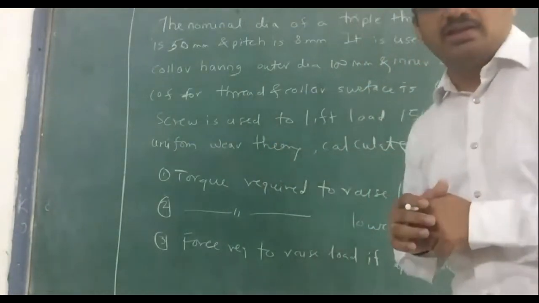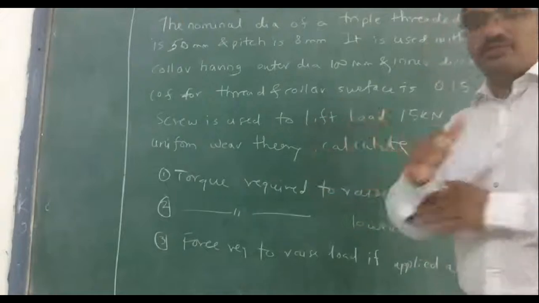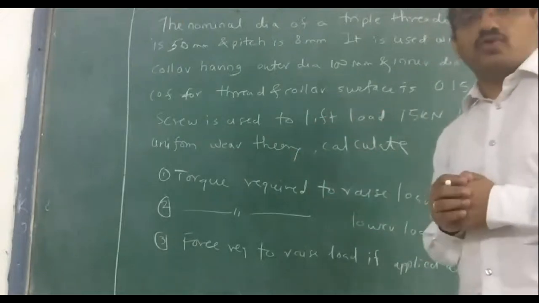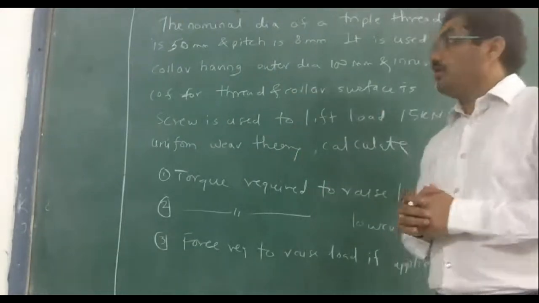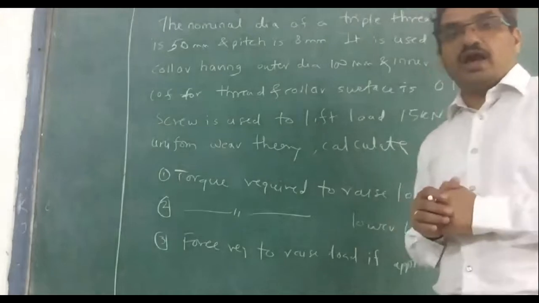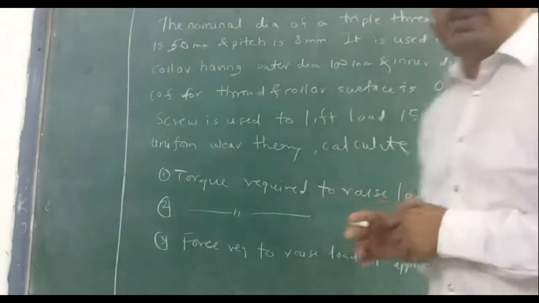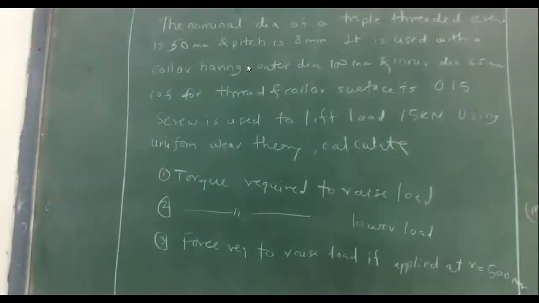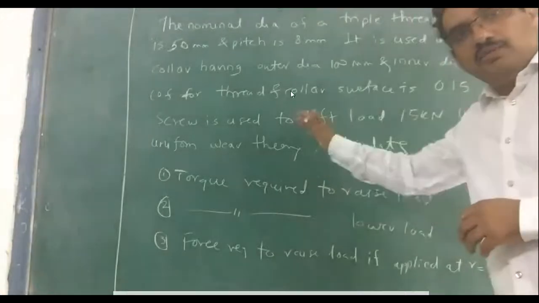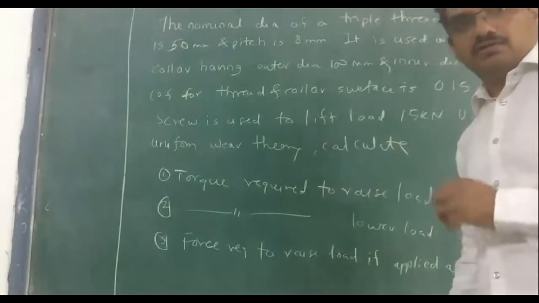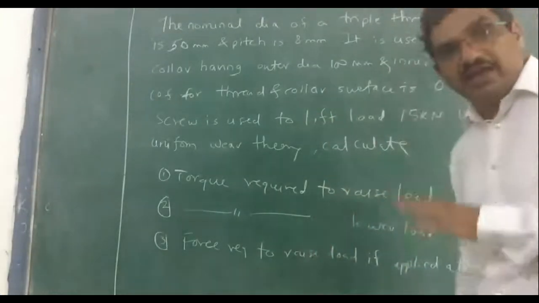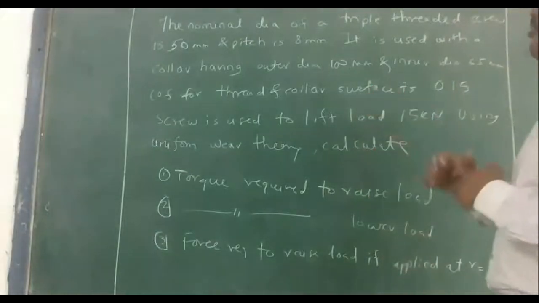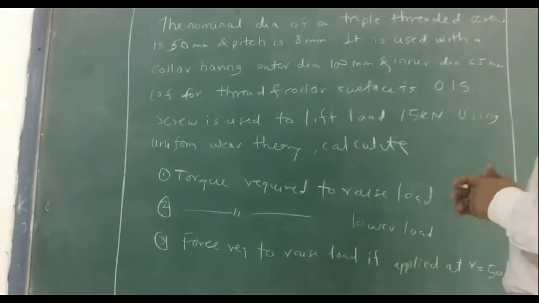I will go through the language of the numerical first, what they are trying to ask. Then we will write down, as usual, what is given, and how we will attack this problem. So I'm going through the problem. A nominal diameter is given, that means we are given the maximum diameter, and we have to find the mean diameter. We'll be using the mean diameter for our calculation. A nominal diameter of a triple threaded screw is 50 mm and pitch is 8 mm.